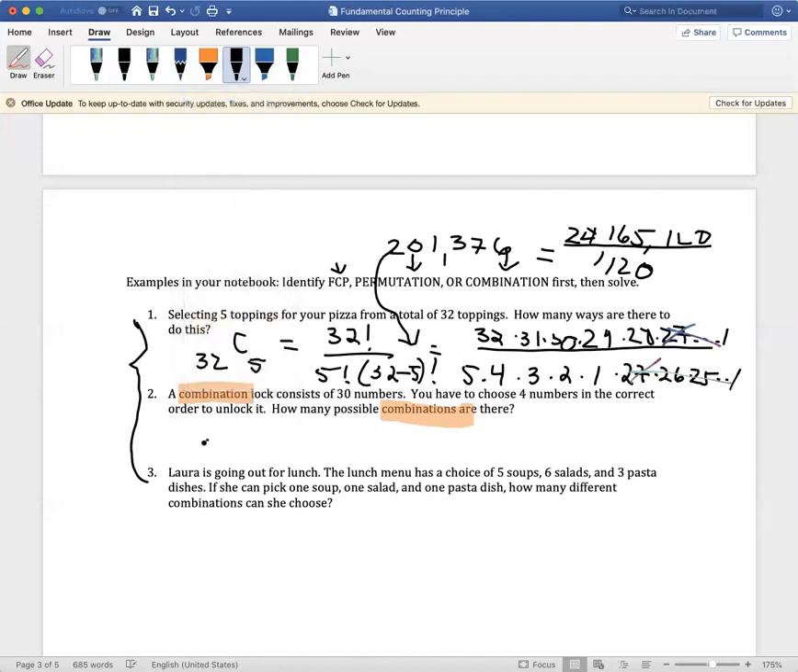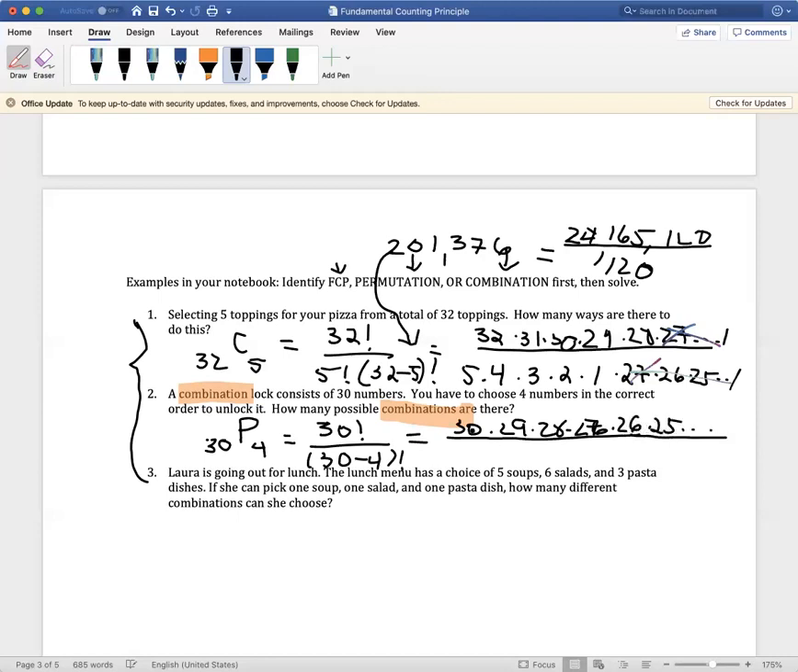So we have a total of 30 numbers, and from those 30 numbers, we're choosing 4 of them, and order matters. So this is the same thing as saying 30 factorial divided by 30 minus 4 factorial. In the numerator, 30 factorial is 30 times 29 times 28 times 27 times 26 times 25, all the way down. 30 minus 4 gives us 26 factorial, so 26 factorial is 26 times 25 times 24 times 23, all the way down to 1.